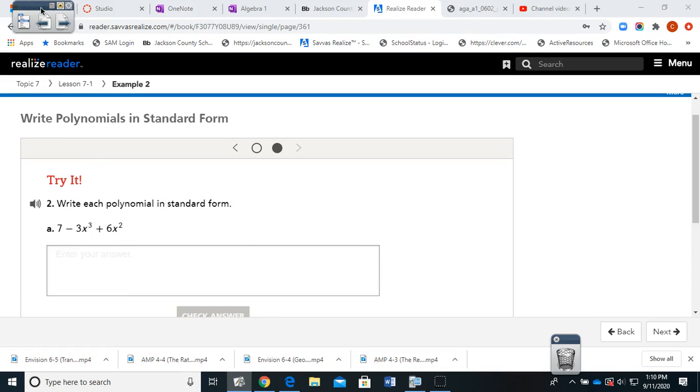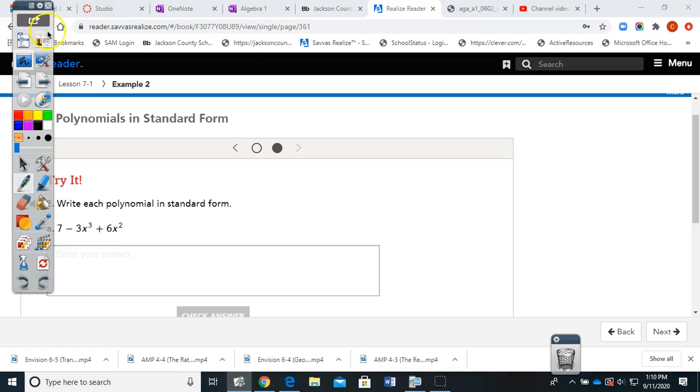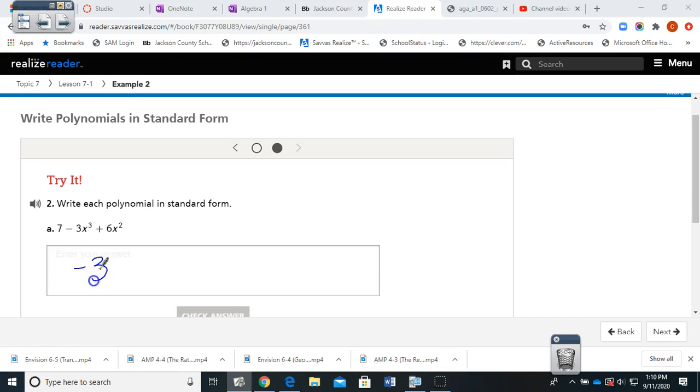How would we write this one? What would come first? Negative 3x to the 3rd plus 6x squared plus 7. If I asked you to name it, what would the name be? Cubic trinomial. Say cubic trinomial. The degree is cubic. There are 3 monomials, so it's a trinomial. Everybody good? All right.